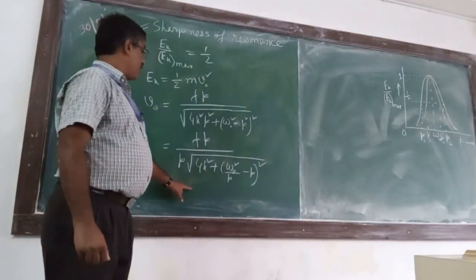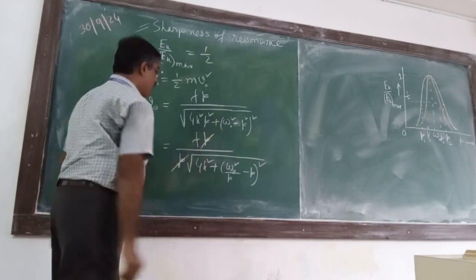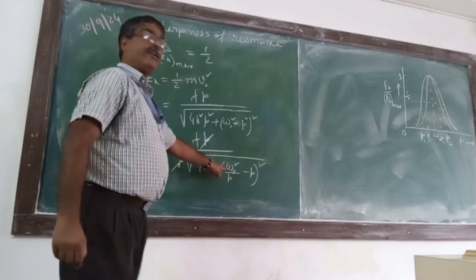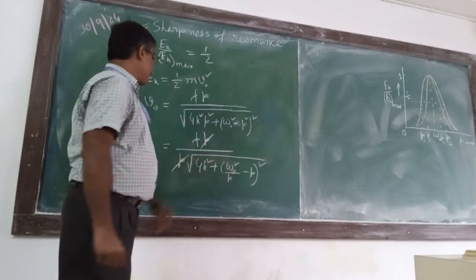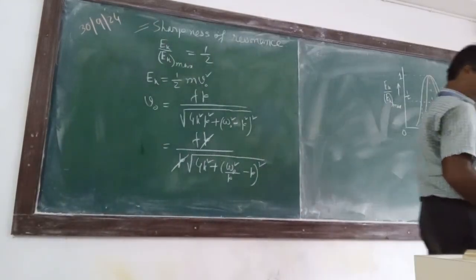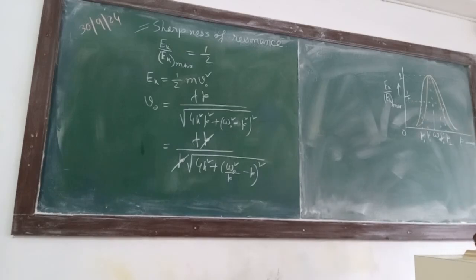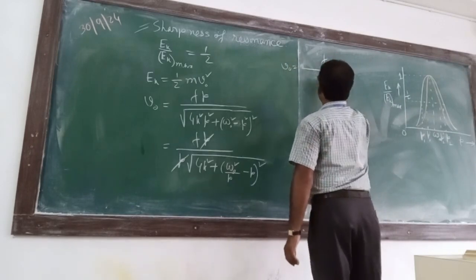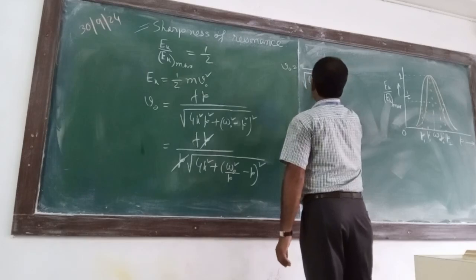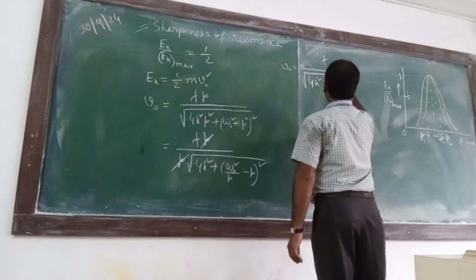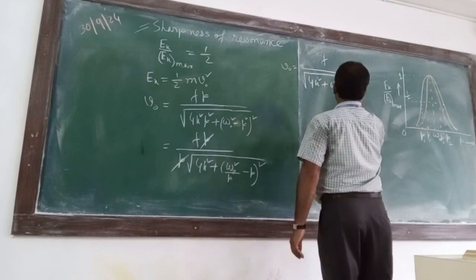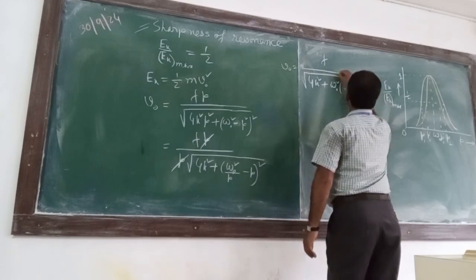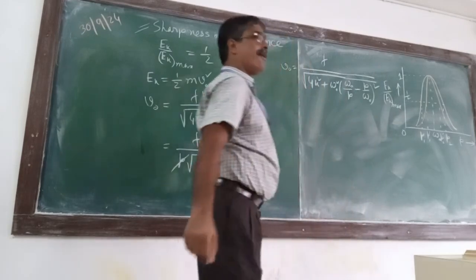Okay? Now P cancel. Now we take omega naught square common. Then what's happened now? So V naught equals to F by root over 4k square plus omega naught square, omega naught by P minus P by omega naught, whole square. Okay?